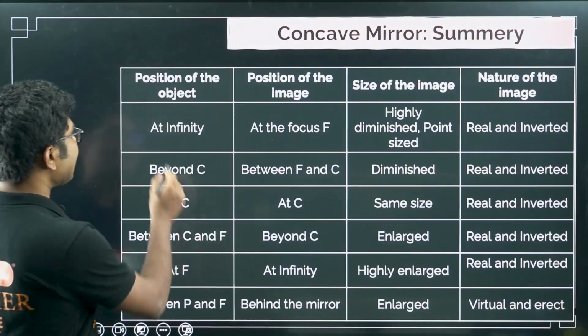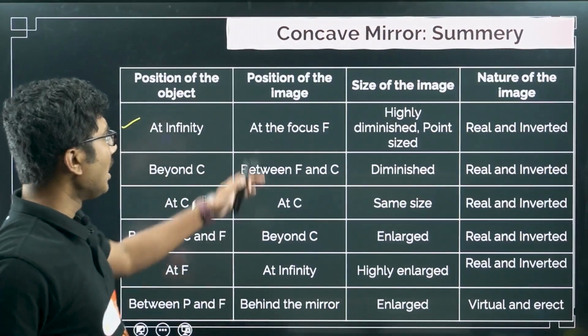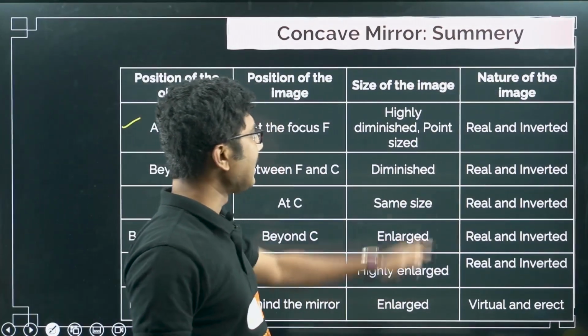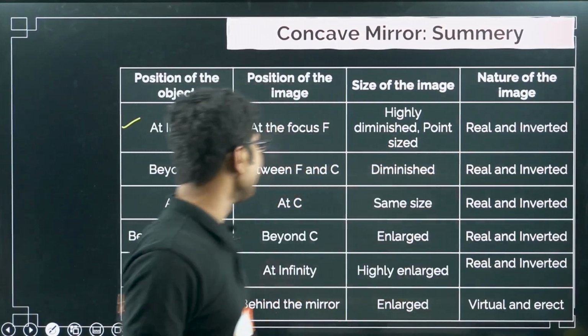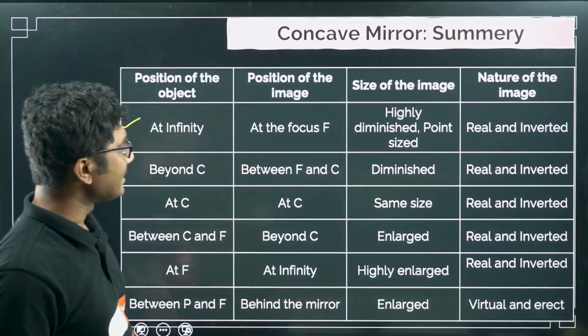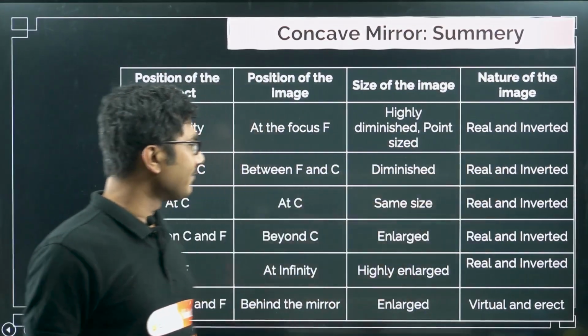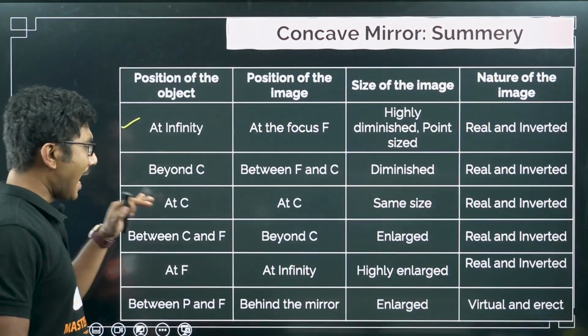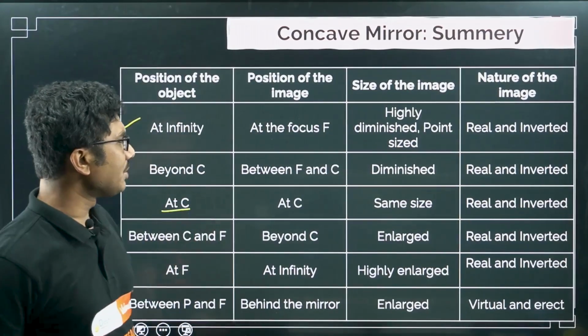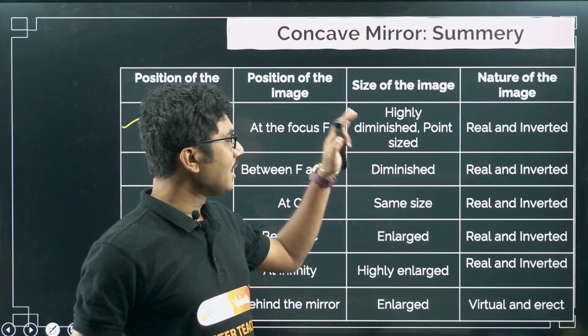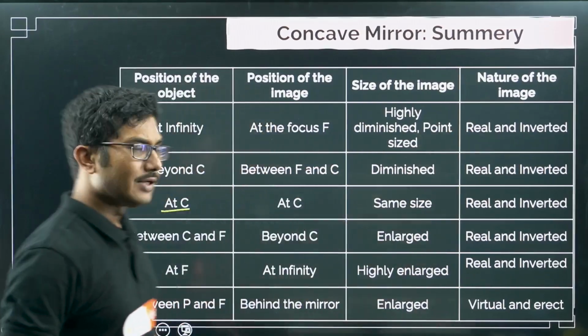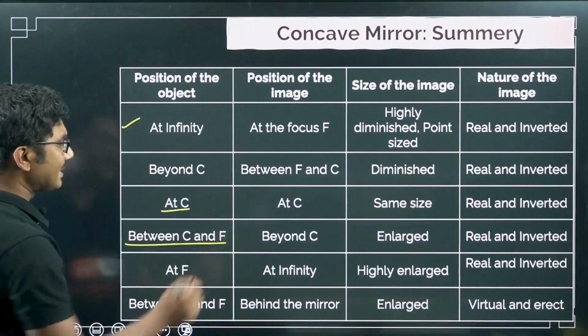So when the object is at infinity, position of the image is at focus, highly diminished, point sized, real and inverted. Beyond C, between F and C, diminished, real and inverted. I told you these are all discussed. At C, that is center of curvature, this is the most important. Image is also at C, same size, real and inverted. Between C and F, this is also important.